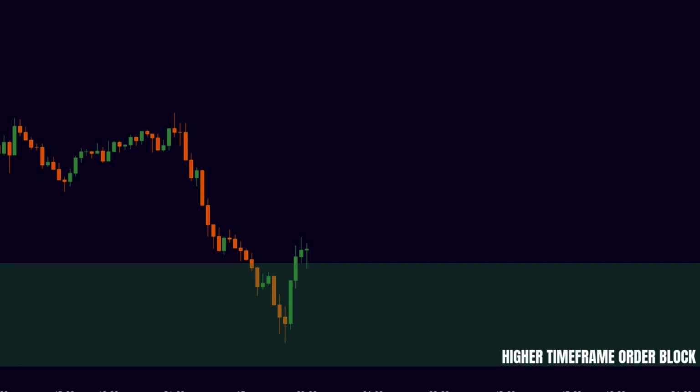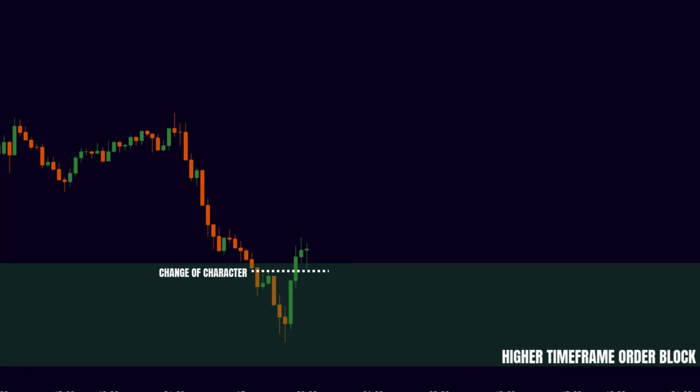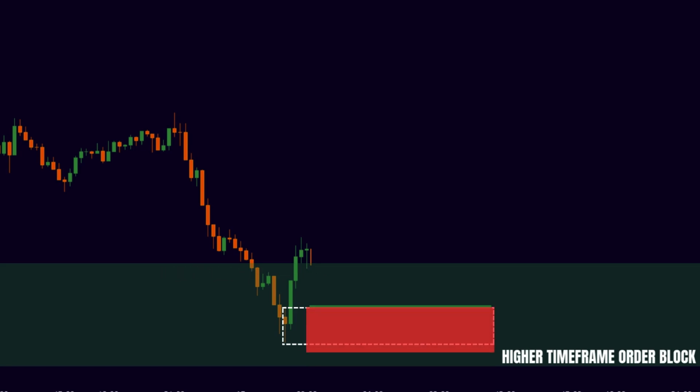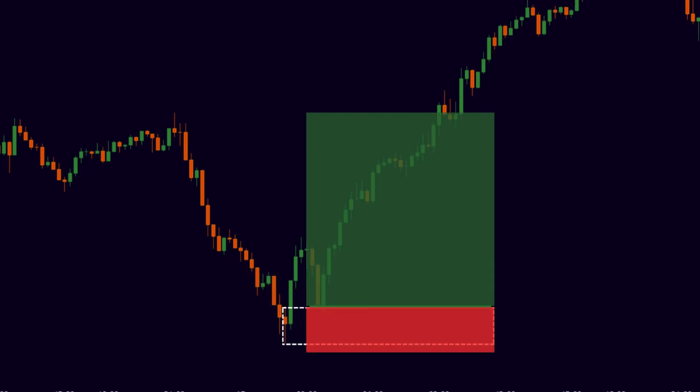Entry pattern 1, CHoCH with inefficiency. If the change of character move creates a fair value gap and its own valid order block, that's your entry. Place your order above that lower time frame order block, stop below the swing low, and trail your stop under each new higher low as the trade progresses, close at the next significant supply zone.